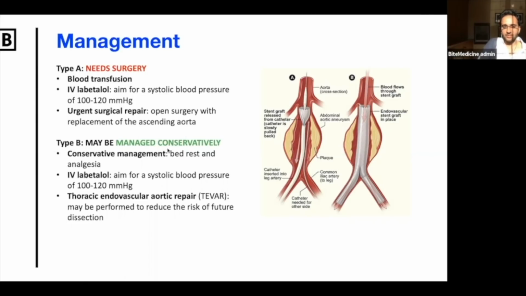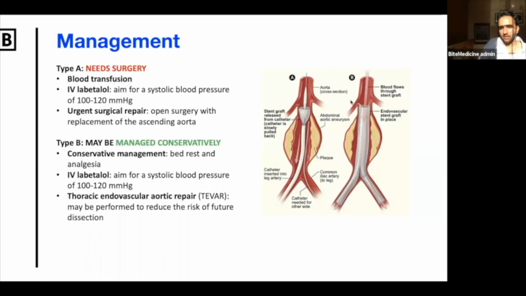Type B can be managed conservatively, things like bed rest, analgesia, once again, labetalol. These patients should be at least in the high dependency unit. And then some patients further down the line may have a thoracic endovascular aortic repair, also known as a TEVAR. You don't need to know much about this, just know that this is the insertion of a stent.